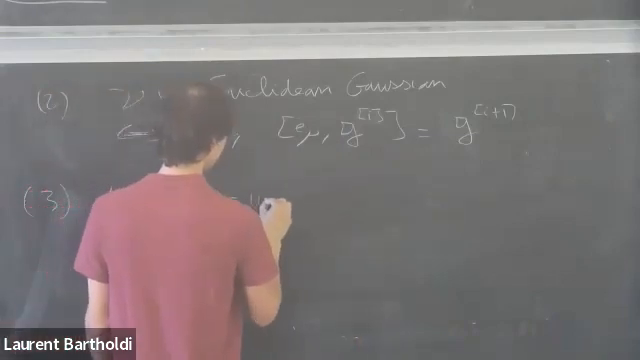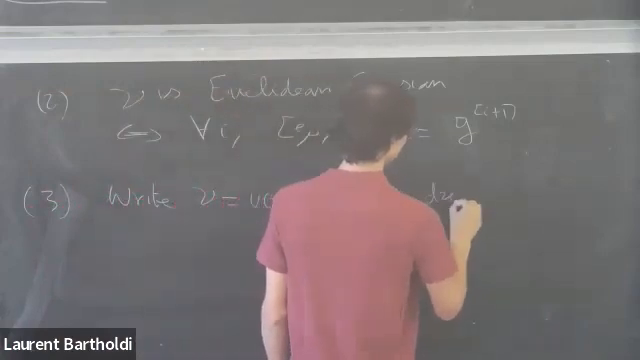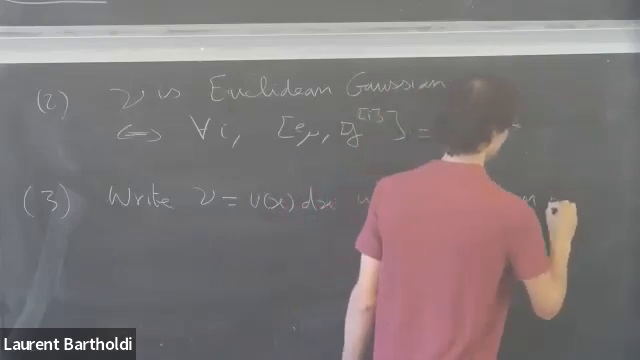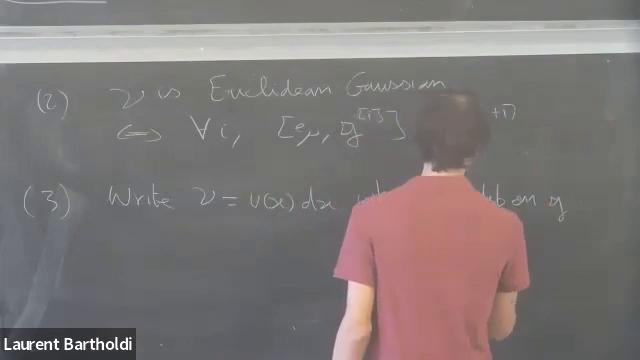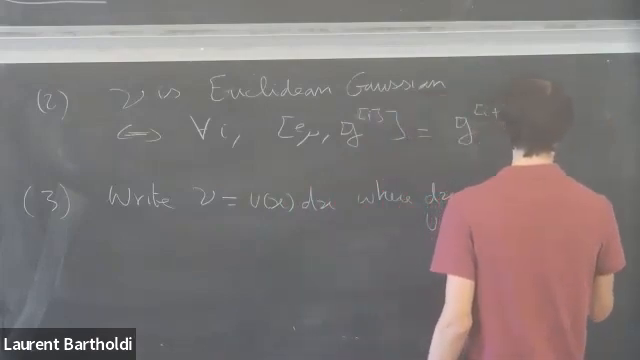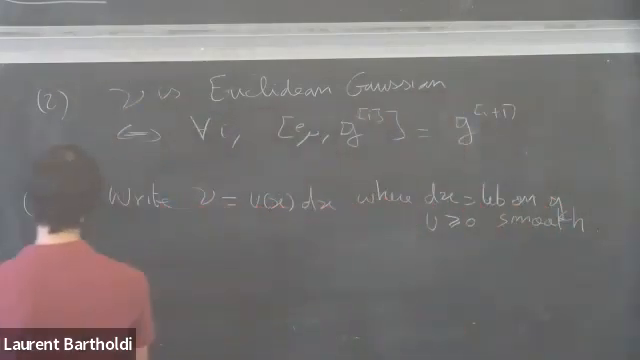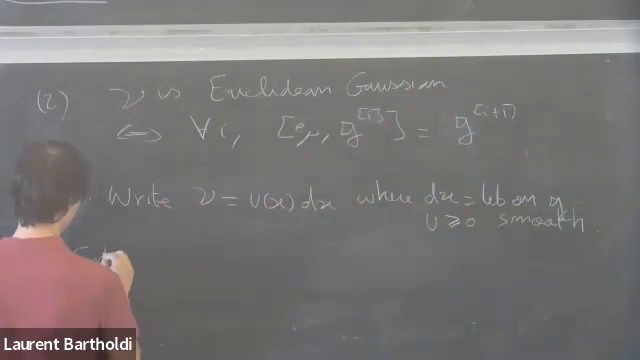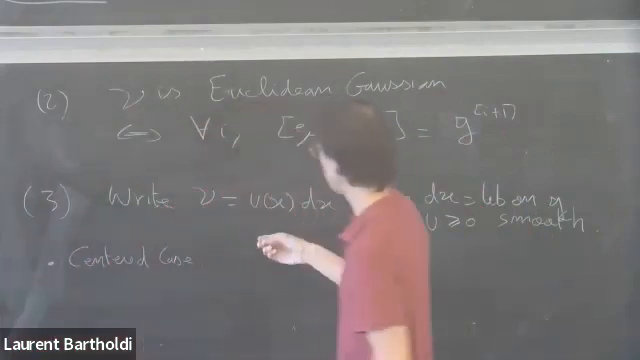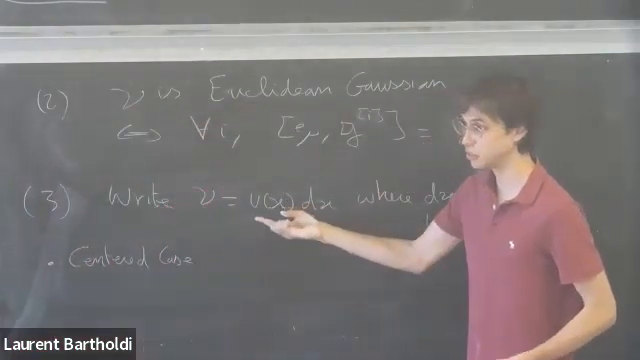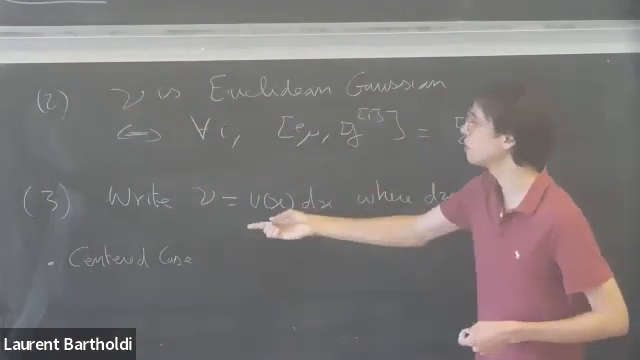So write mu as u(x) dx, where dx is the Haar measure on G, and u is some non-negative smooth function. So in the centered case, it is known that u never vanishes, and actually you have some Gaussian estimates, a Gaussian lower bound and a Gaussian upper bound for u.